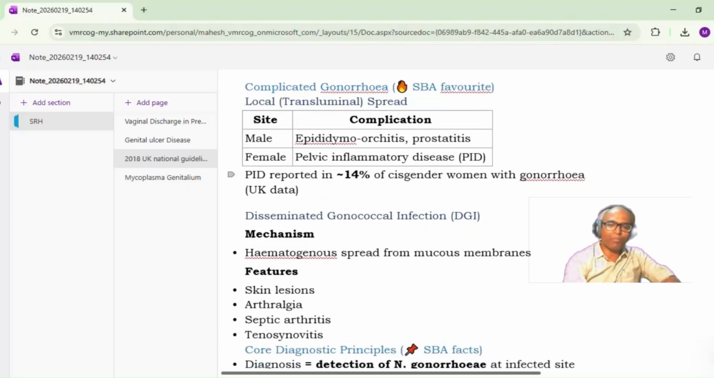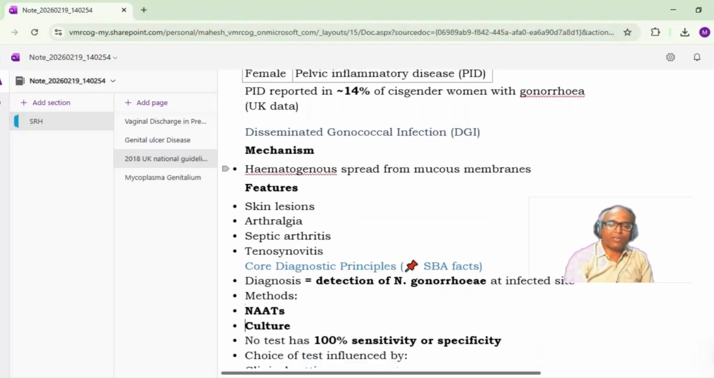Next is disseminated gonococcal infection, that is DGI. This is not very commonly asked, but here the spread is hematogenous, and features will be skin lesions, arthralgia, septic arthritis, and tenosynovitis.